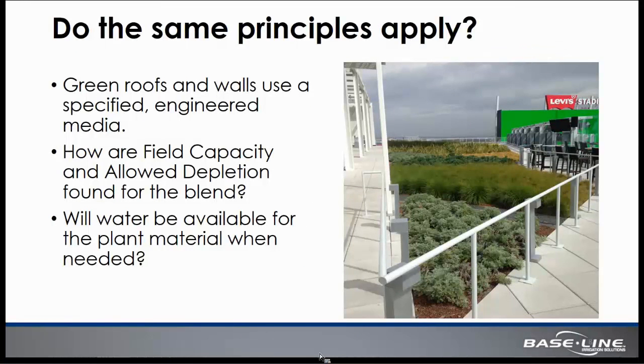So as we look at an environment like a green roof, do these same principles apply? Because we know that in a green roof application, we're dealing with engineered media that certainly does not fall within the standard textural triangle for a soil structure. So as we use engineered media, how are field capacity and allowed depletion found for that particular blend? And ultimately, and most importantly, will water be available for the plant material when it's needed in that kind of extreme environment?